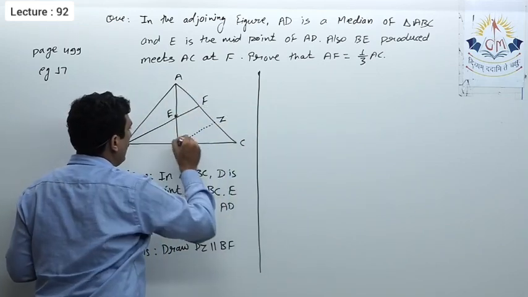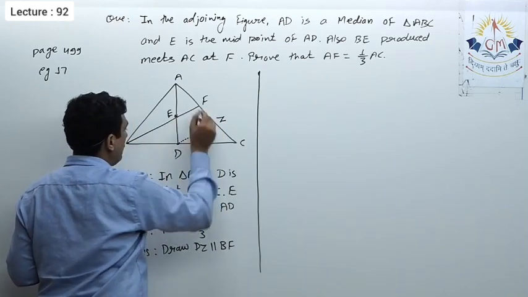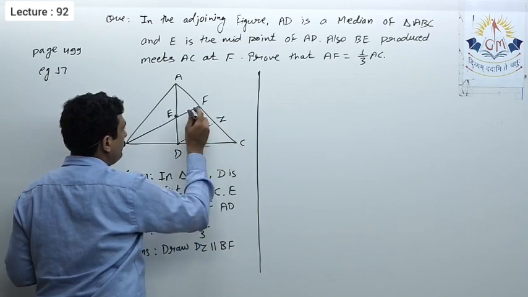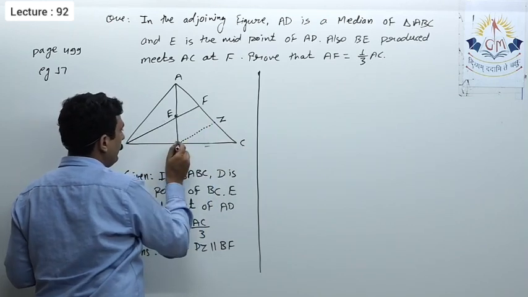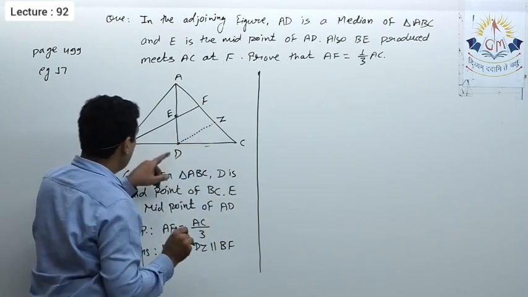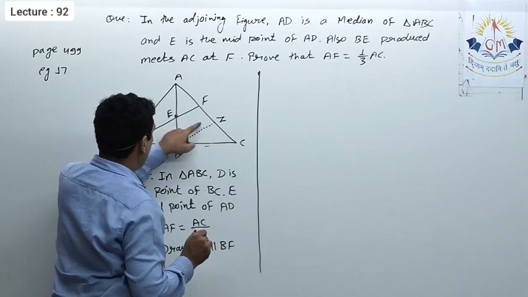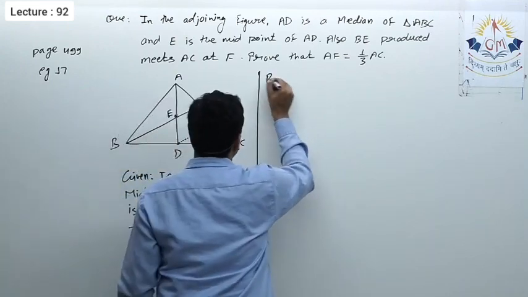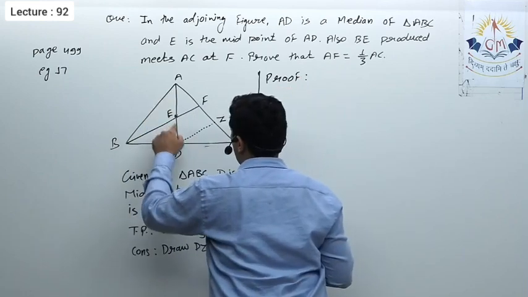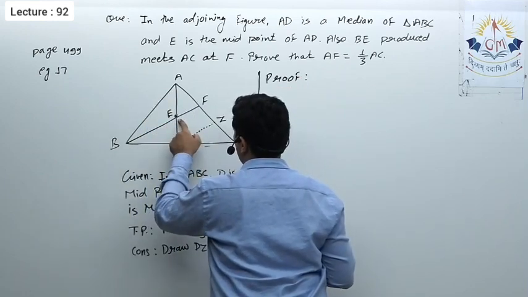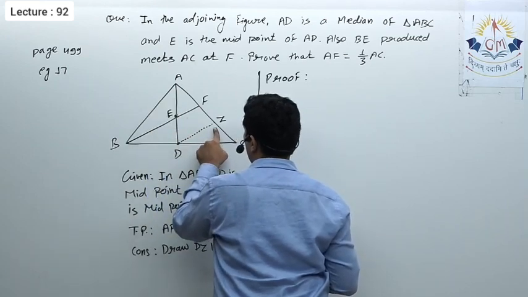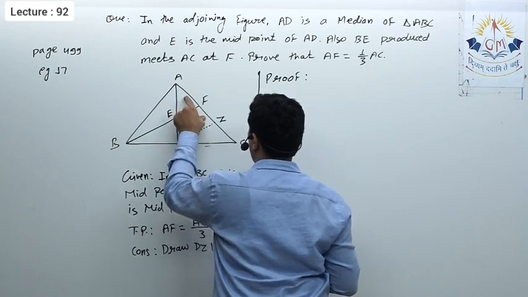So in triangle FBC, D is the midpoint and DZ is parallel to BF, so Z will be the midpoint. Then in triangle ADZ, E is the midpoint and EF is parallel to DZ, so F will be the midpoint. It's very easy: two times midpoint theorem, converse midpoint theorem. In triangle ADZ, it is given E is the midpoint of AD and EF parallel to DZ, so F will be the midpoint of AZ.